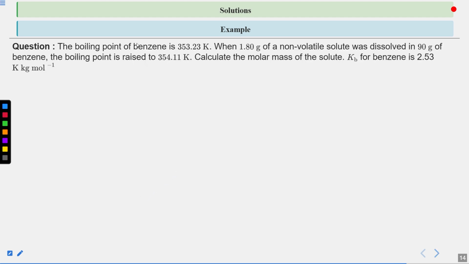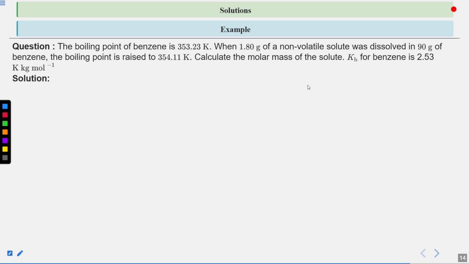Then our next question is from the boiling point. It is given that the boiling point of pure benzene is 353.23 Kelvin. Now, when we add 1.80 grams of a non-volatile solute to 90 grams of this benzene, the boiling point is raised to 354.11 Kelvin. We have to determine the molar mass of the solute. The Kb for benzene is given as 2.53 Kelvin kg per mole.